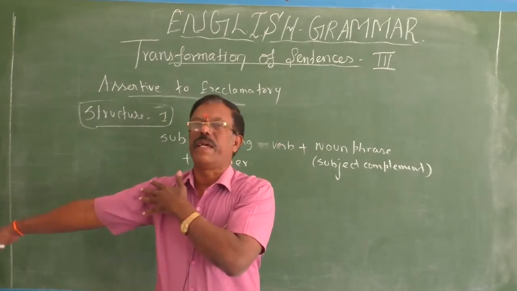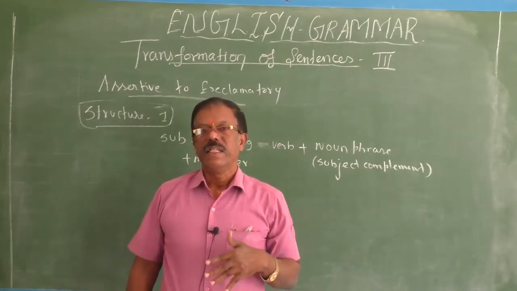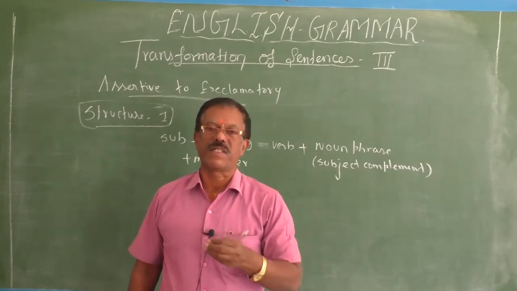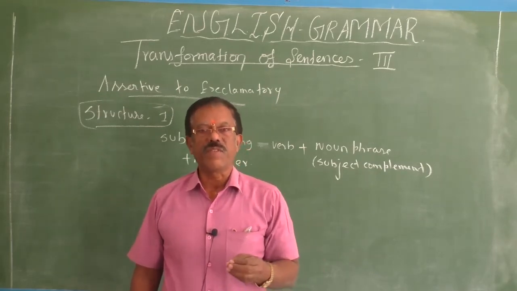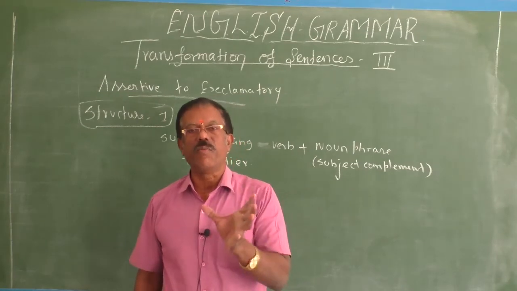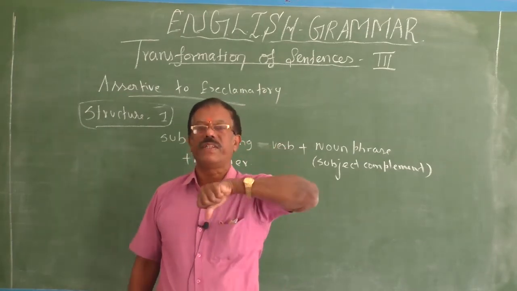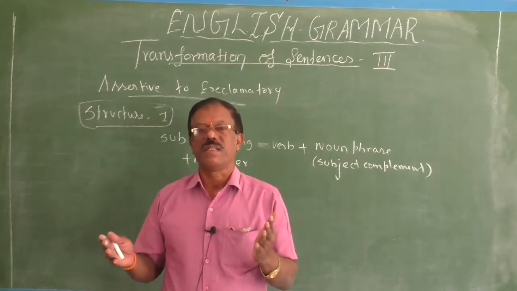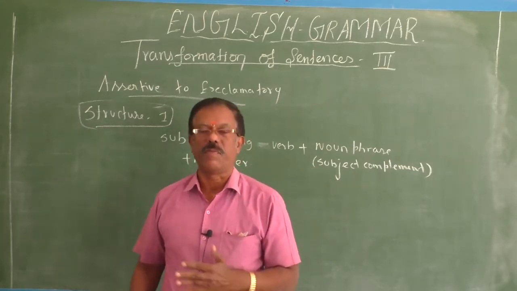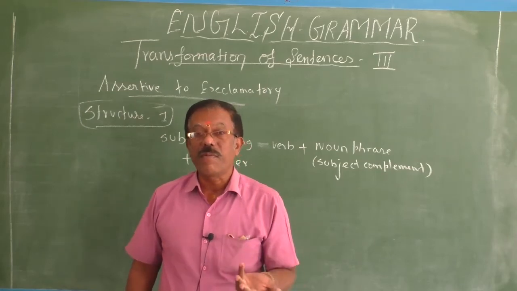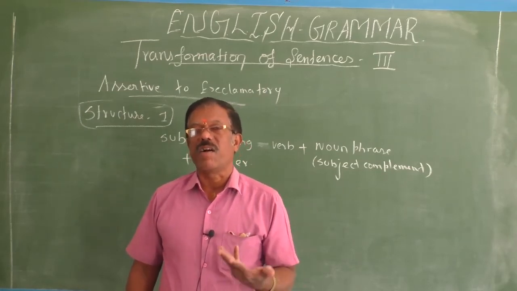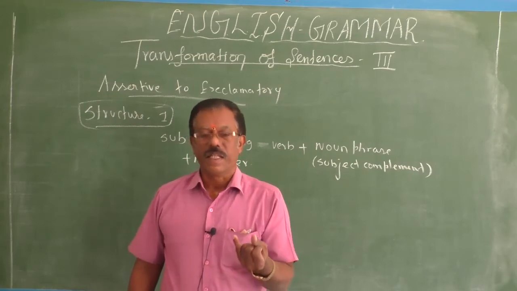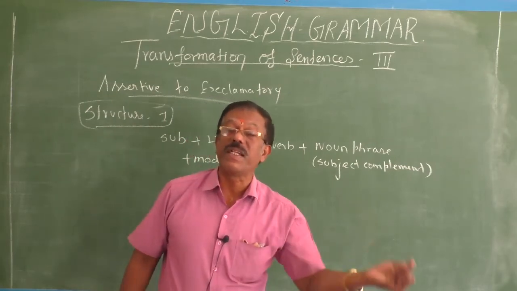A complement may be a subject complement or an object complement. If it comes to complete the meaning of a subject, then it is called a subject complement. If it comes to complete or give more sense about the object, then it is called an object complement. So you should know the difference between subject and object complement. What is a complement? Repeat, children. A complement is a word. It may be a noun or an adjective that comes to complete the sense.